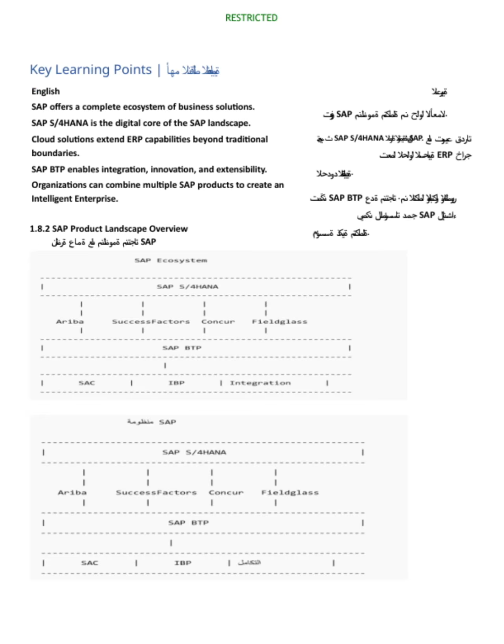Let's take a look at the SAP product landscape as a whole. At its center, we have SAP S/4HANA, the digital core that powers the entire ecosystem. Around it, cloud solutions extend ERP capabilities, breaking free from traditional limits. Then there's SAP BTP, which brings integration, innovation, and flexibility to the table. Together, these elements allow organizations to combine multiple SAP products and build what we call an intelligent enterprise. It's a comprehensive, connected system designed for today's business challenges.